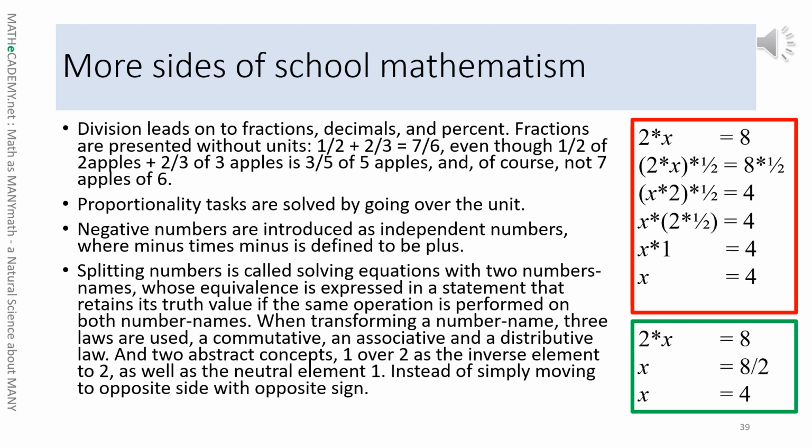Splitting numbers is called solving equations, with two number names, whose equivalence is expressed in a statement that retains its truth value, if the same operation is performed on both number names. When transforming a number name, three laws are used: a commutative, an associative, and a distributive law. And two abstract concepts: 1/2 as the inverse element to 2, as well as the neutral element, 1. Instead of simply moving to the opposite side, with opposite sign.